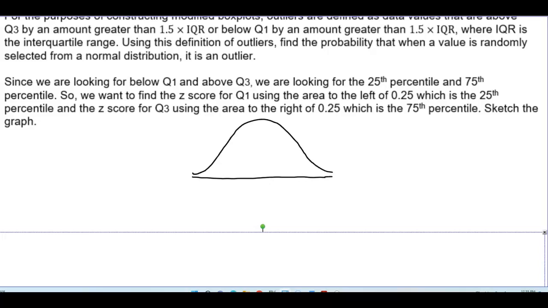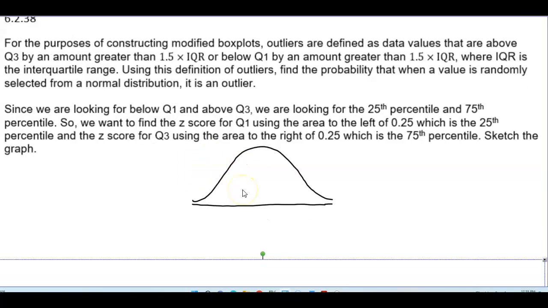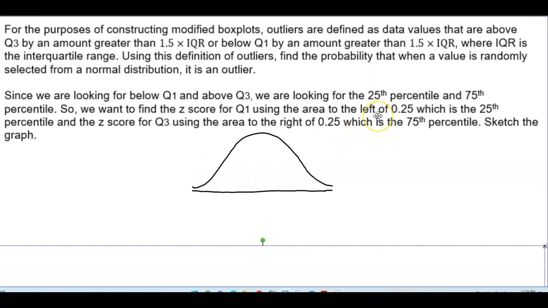Okay, and so currently we know that there's 25%, so that means that this area to the left represents 0.25 or 25%. That is quartile 1. And quartile 1 is the same thing as the z-score that we want to find for that value.